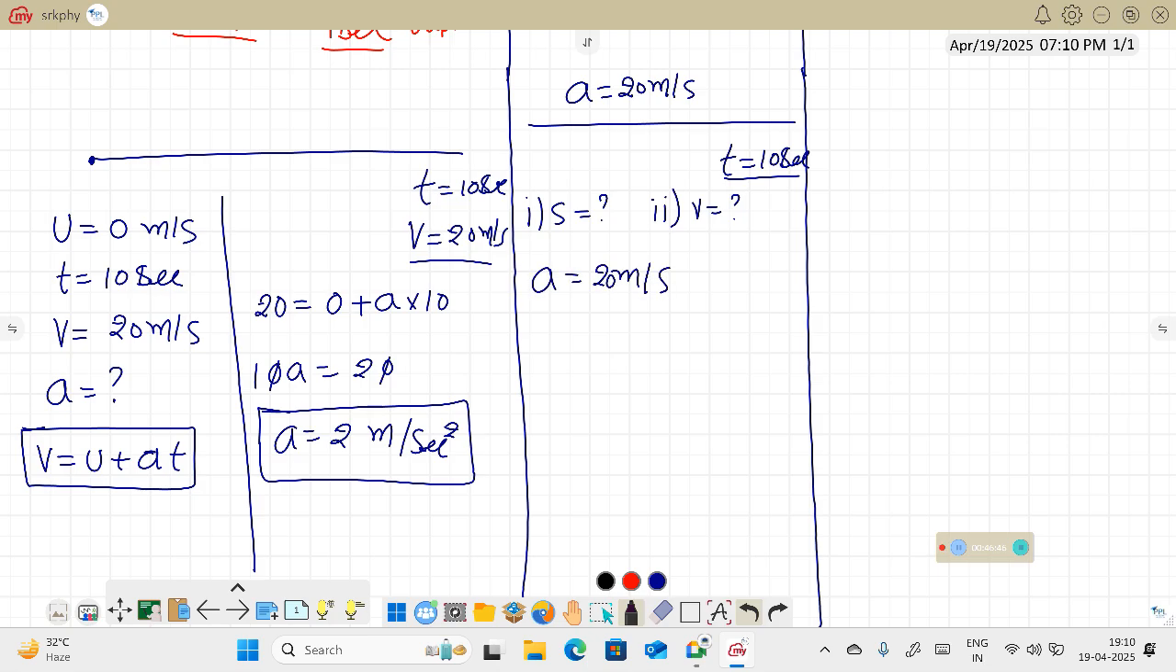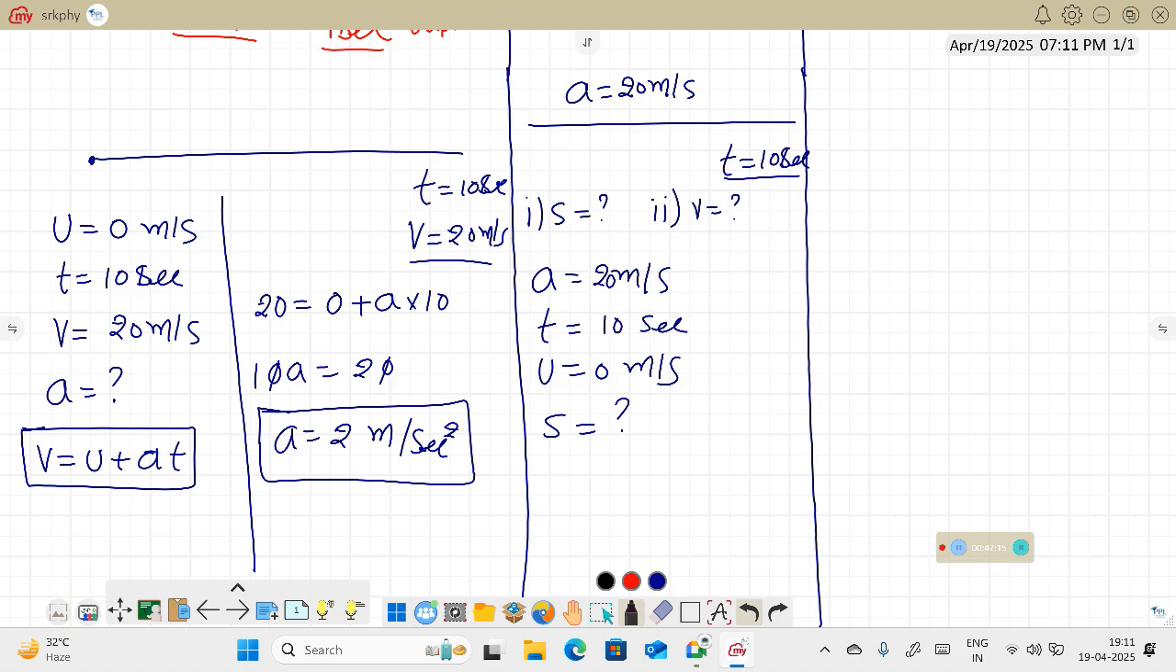The acceleration is 20 meters per second squared. Second, the time is given. Yes, u is also given. How much is u? 0 meters per second. Time is in seconds. Next, what are they asking? Yes, they are asking for the question they mentioned.